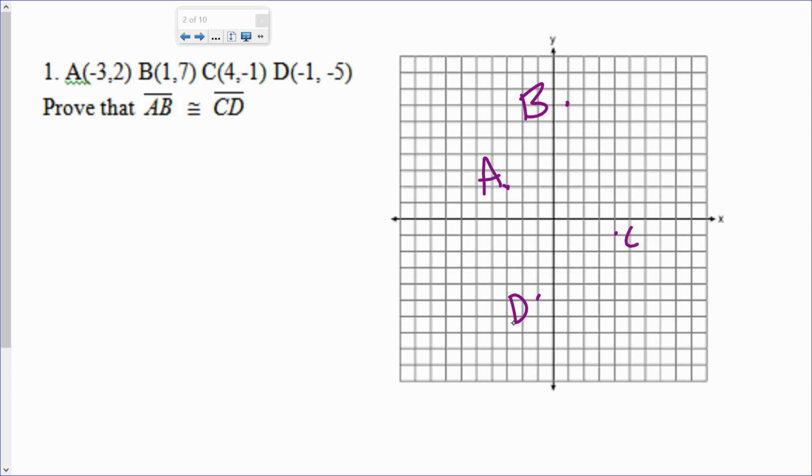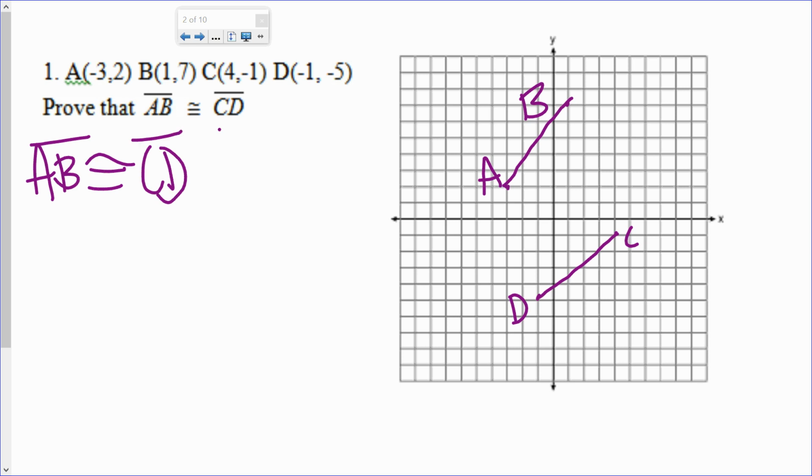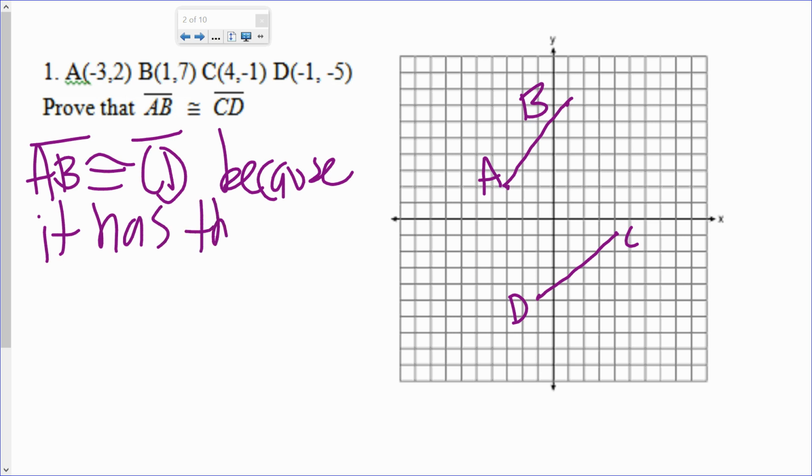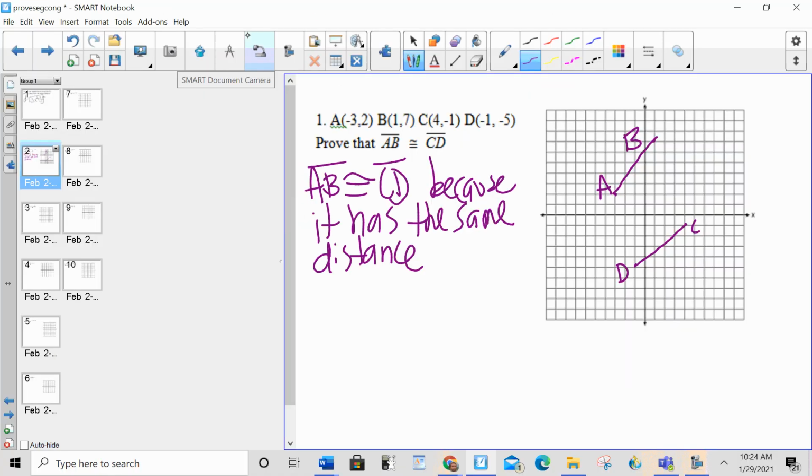So, there are two parts to a proof. In order to prove that AB is congruent to CD, I'm going to say that AB is congruent to CD because it has the same distance. To prove segments are congruent, we state that they're congruent because they have the same distance.